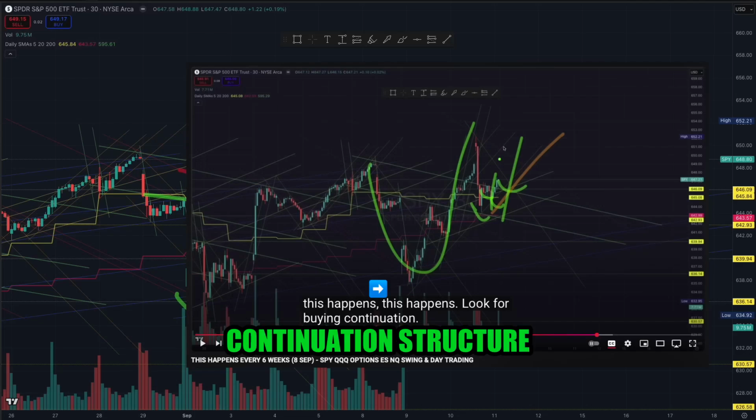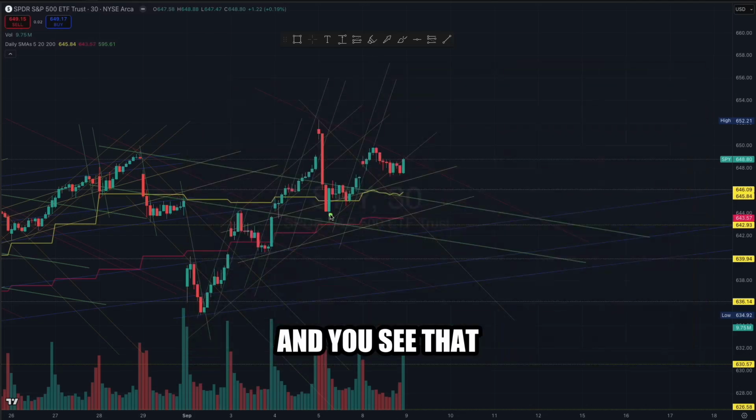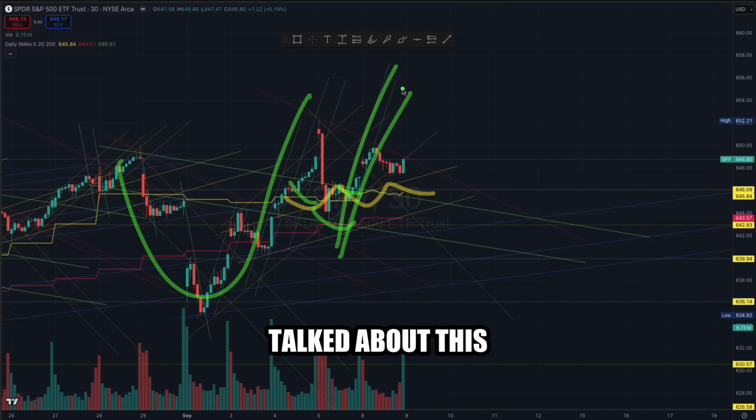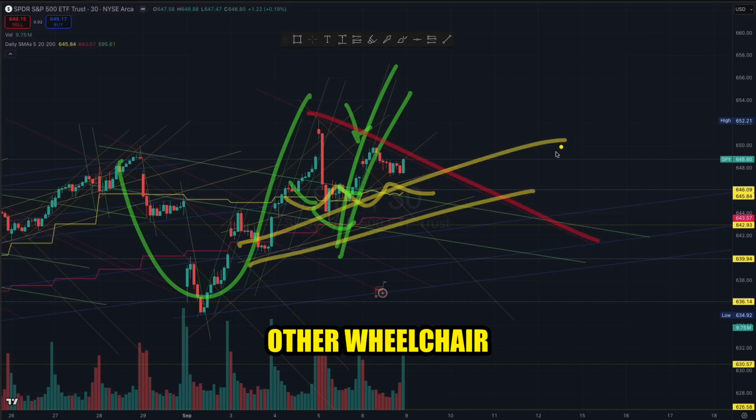We had that continuation structure, and you see that continuation structure here forming with that cup and handle and that 5-day moving average that we reclaimed. You have to watch yesterday's video because I talked about this buying continuation structure. I talked about this liquidity wedge here. I talked about the other wedge here as well, together with the 20-day moving average.